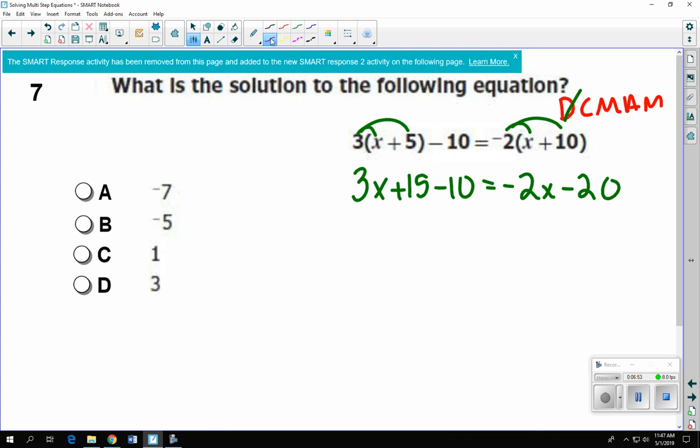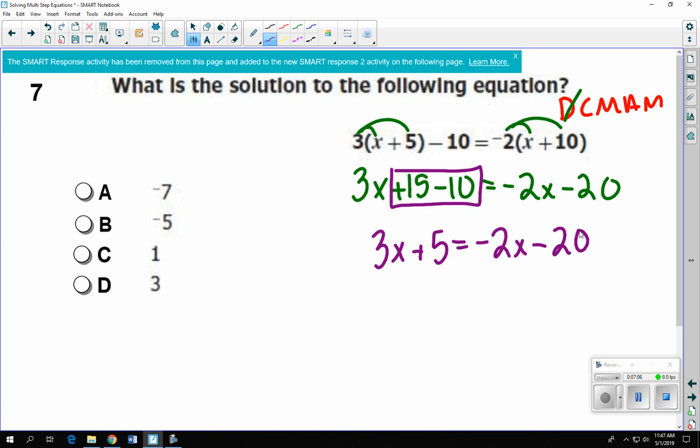The next step that I have to take is to combine like terms. In this example, I do combine. I have a positive 15 and a negative 10. So I'm going to have 3x plus 5 is equal to negative 2x minus 20. I'm done combining like terms. I can cross that off.